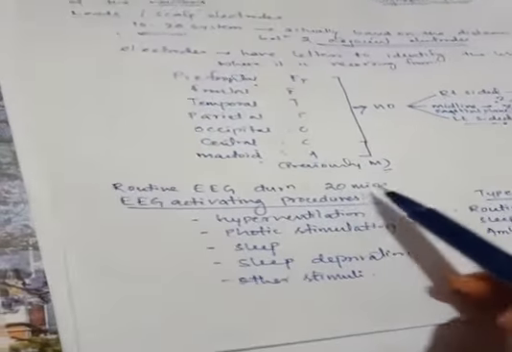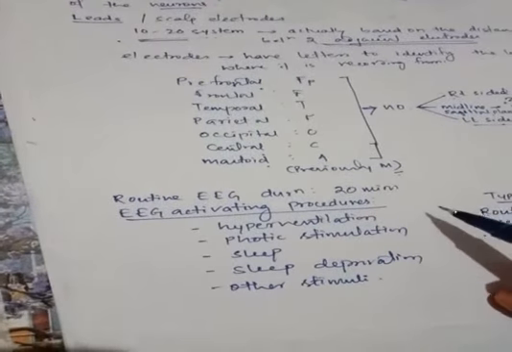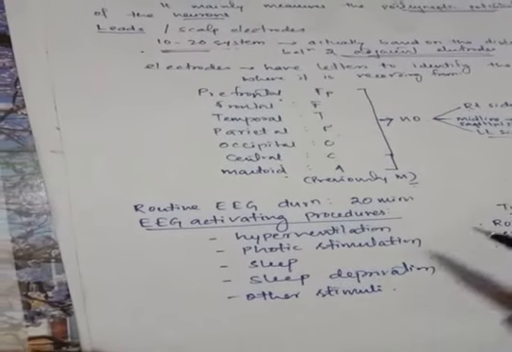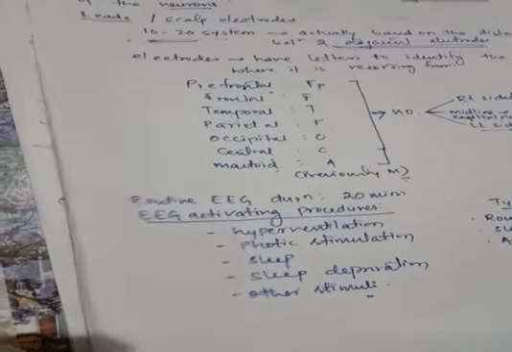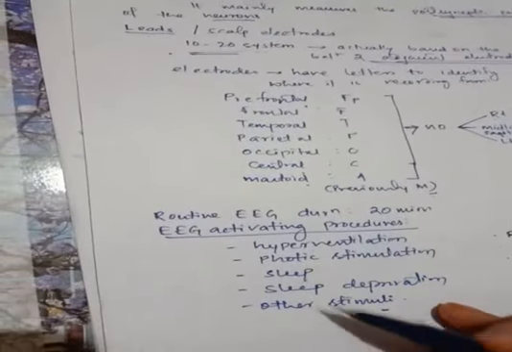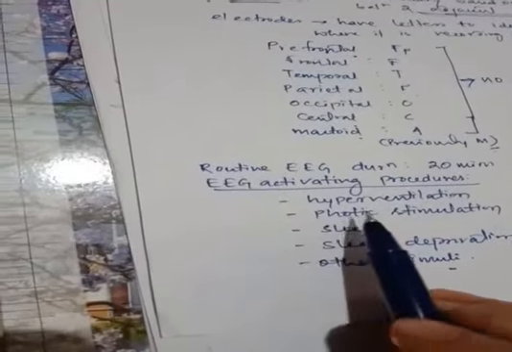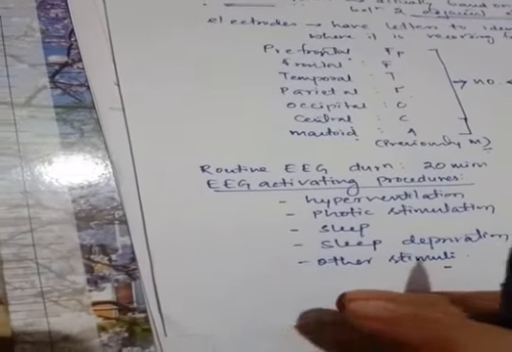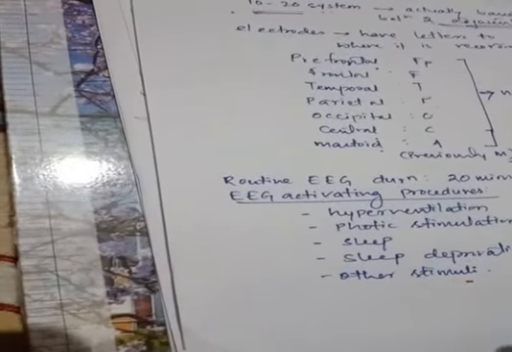Routine EEG duration is normally 20 minutes, and during this procedure in our setup we do hyperventilation, photic stimulation, post hyperventilation, and in other cases other stimuli like video games or any other visual stimuli, and then sleep and sleep deprivation state. These are the EEG activating procedures. These procedures are done to detect some abnormalities, or to detect some seizures which are normally masked by the normal activities.